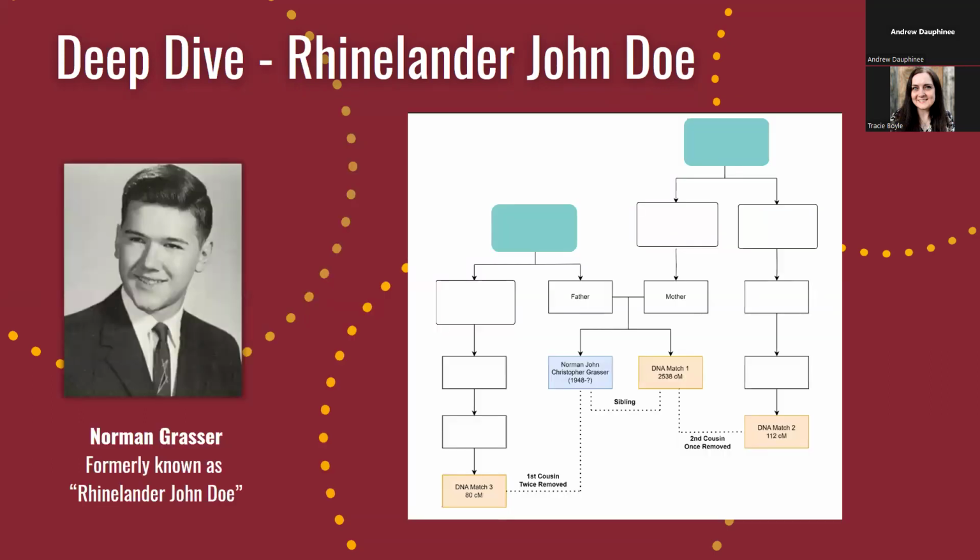The certificate students were able to identify him as Norman Grasser, and his case was a little bit more complicated because he did have a higher sibling match. I believe that was after confirmation, though. I believe that the two matches were first cousin twice removed and second cousin once removed. And then the sibling wound up testing as well, and that helped us confirm Norman Grasser.